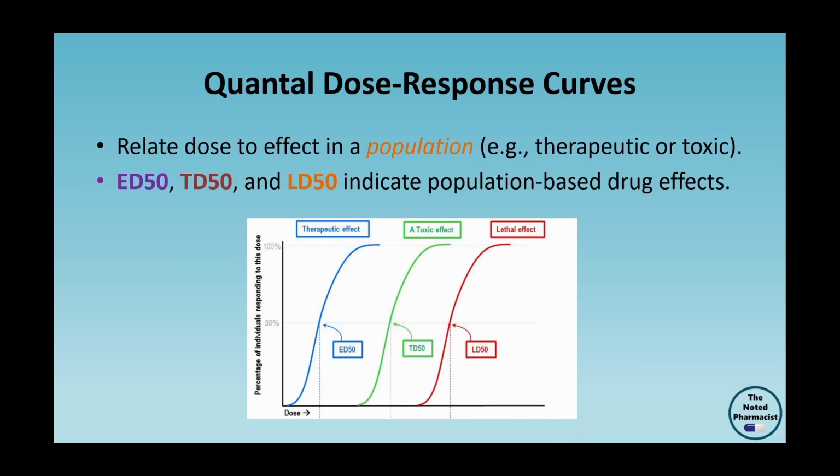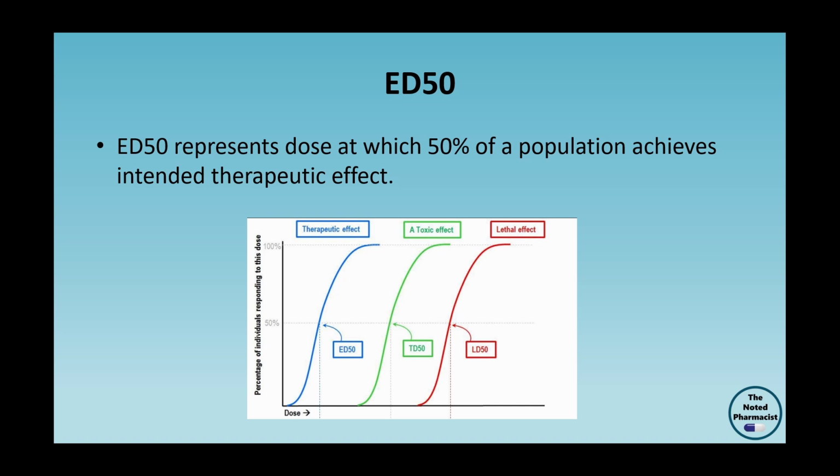A quantal dose-response curve represents the relationship between drug dose and the percentage of a population showing a specified effect, e.g., therapeutic or toxic response. It helps determine parameters like ED50, TD50, and LD50, reflecting the dose required for effects in 50% of subjects. ED50 represents the dose at which 50% of a population achieves the intended therapeutic effect in a quantal dose-response relationship. It indicates drug potency and is key for comparing the efficacy of different treatments.